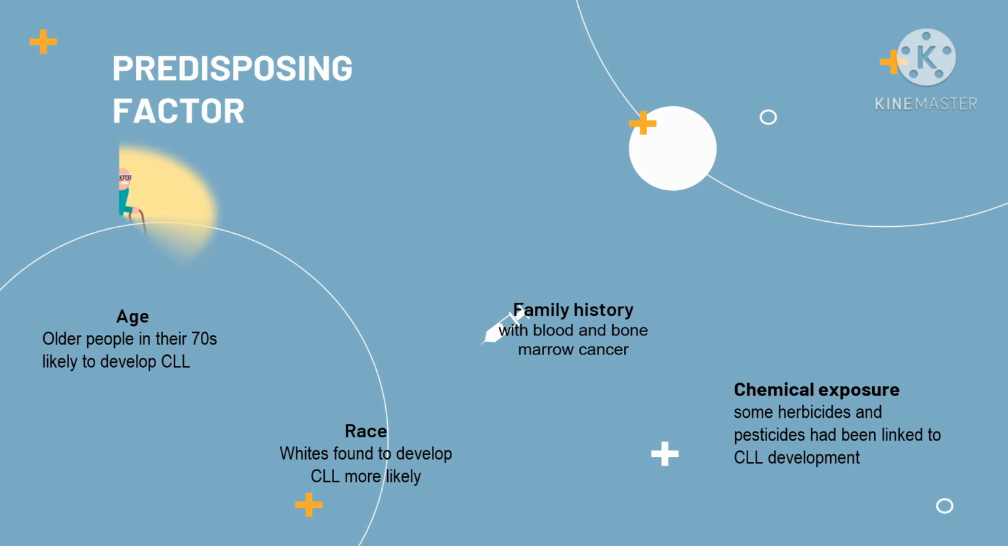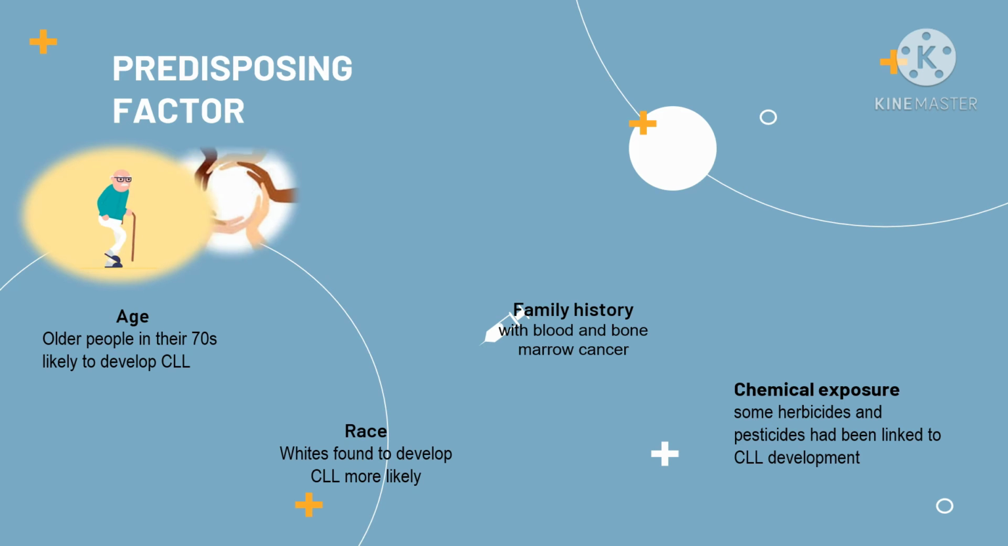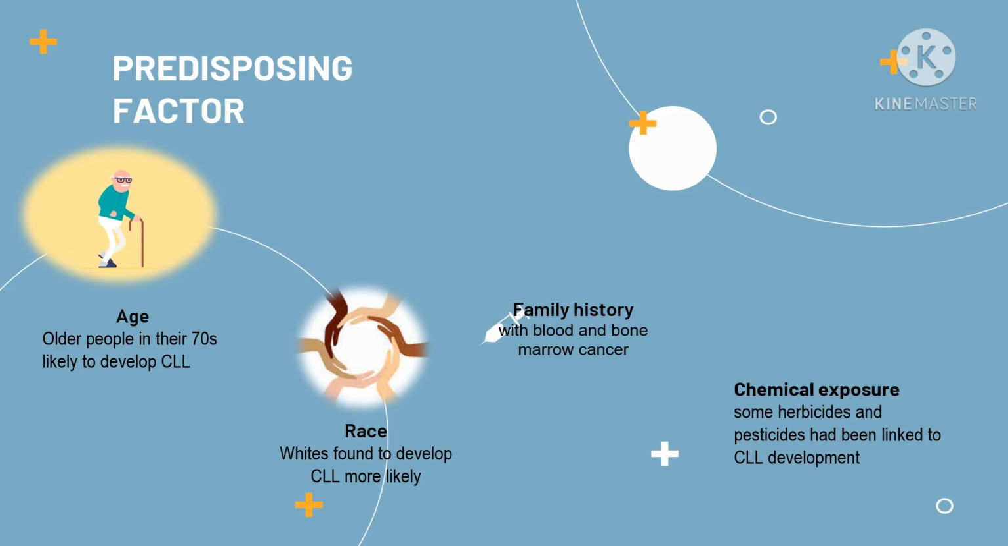Predisposing factors. Age: researchers found that older people, especially in their 70s, are more likely to develop CLL than younger people. Race: white people are also found to be more likely to develop CLL. For example, this disease is more common in North America and Europe than Asia. Researchers also found that the genetic makeup of white people also contributed to the occurrence of this disease.